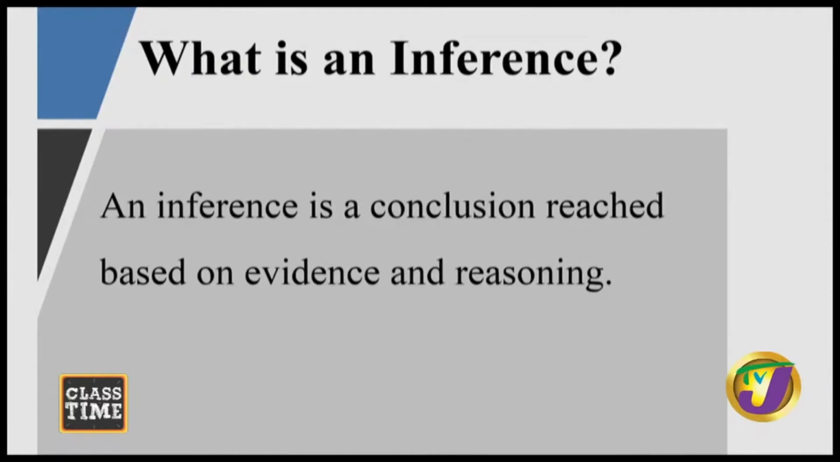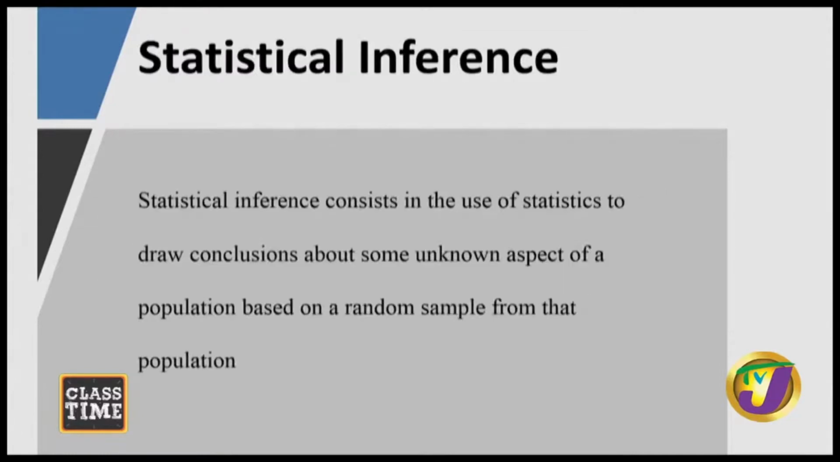Now, Mr. Price, what is an inference? Well, an inference is a conclusion reached based on evidence and reasoning. Okay, so there's some investigation that takes place. And today in particular, we're looking at statistical inferences. So statistical inferences consist of the use of statistics to draw conclusions about some unknown aspect of a population based on a random sample from that population. Definitely. All right. So we're investigating some things today.